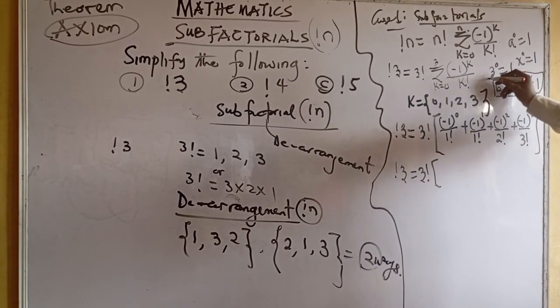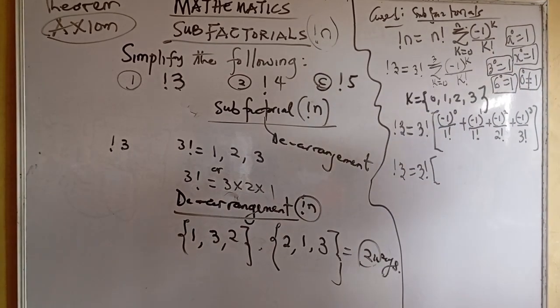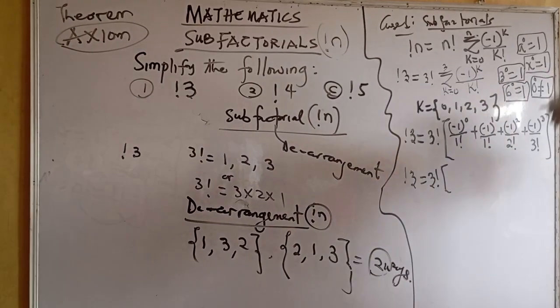This one is 1. This one is 1. And this one is also 1. How? Any number apart from 0 raised to power 0, the answer is 1. Any letter raised to power 0 is 1.